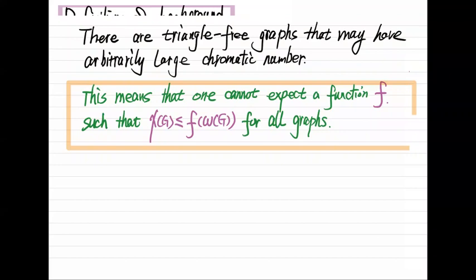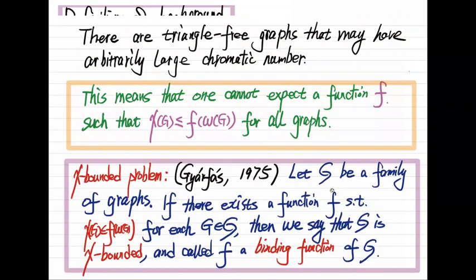In the 1970s, Gyárfás introduced the concept of χ-boundedness. Let 𝒢 be a family of graphs. If there exists a function f such that for each graph G in the family 𝒢, the chromatic number χ(G) is upper bounded by f(ω(G)), then we say the family 𝒢 is χ-bounded, and call f a binding function of 𝒢.